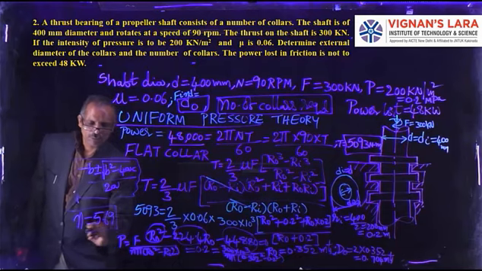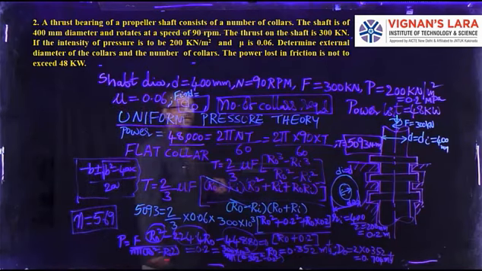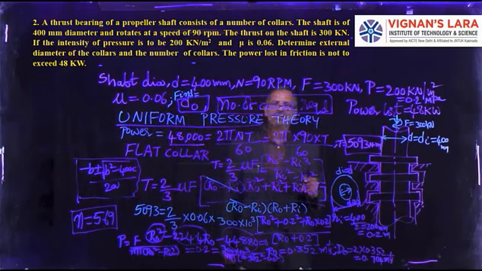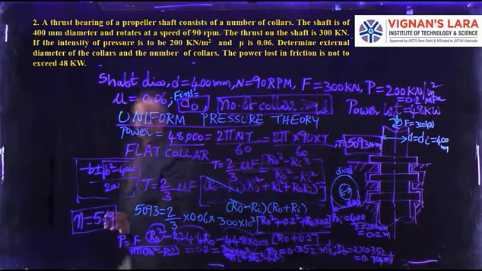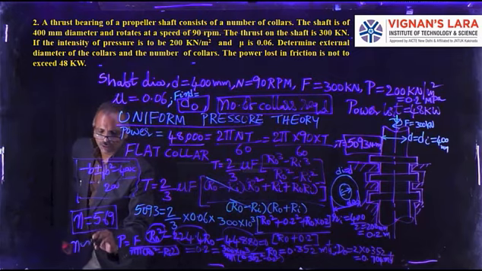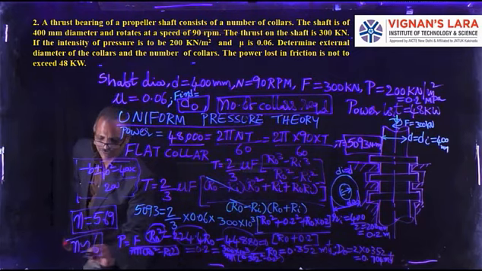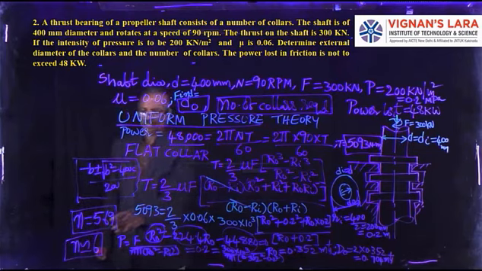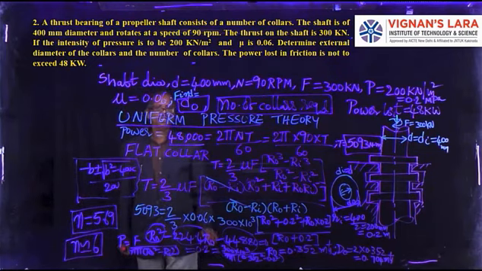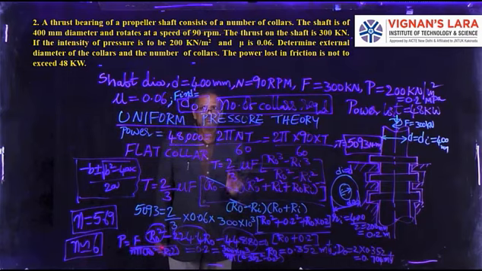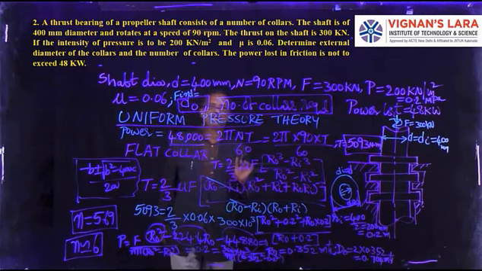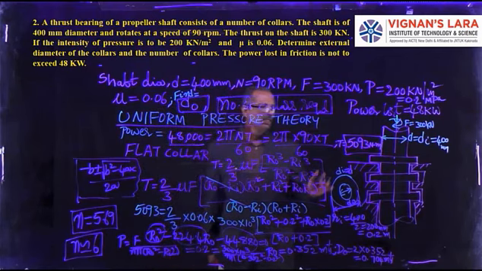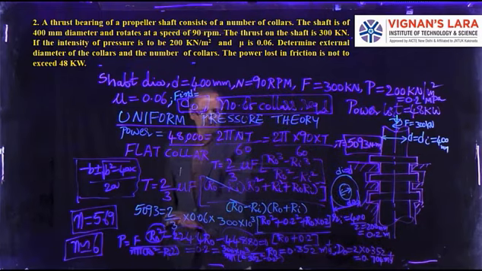You get the value of N, which is 5.69. But there is never a collar in a fraction number. Definitely a collar is a round number. So I will go for a higher digit instead of 5.69. I will go for the number 6. So the number of collars I can take is 6. Okay, so this is a problem with uniform pressure theory. Using uniform pressure theory and a flat collar in a thrust bearing, number of collars required N is equal to 6.